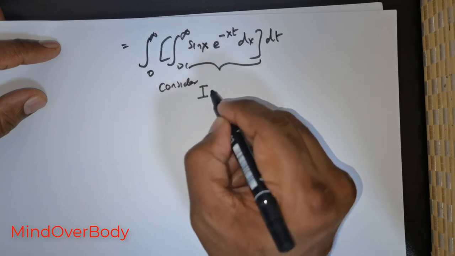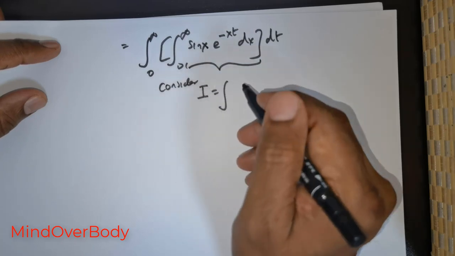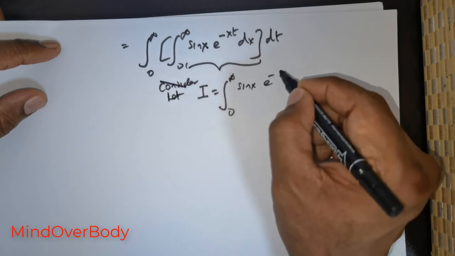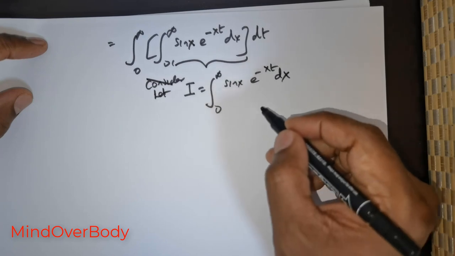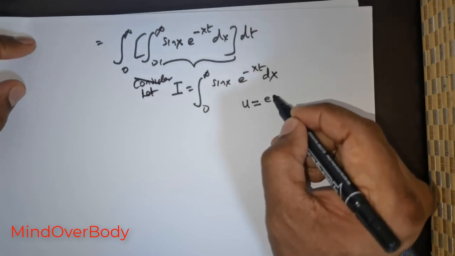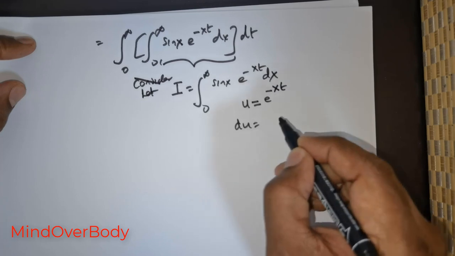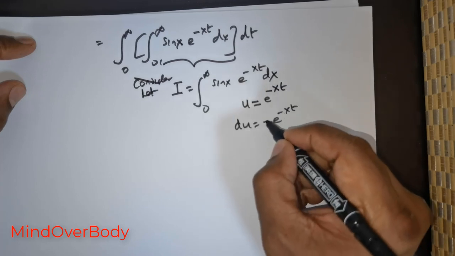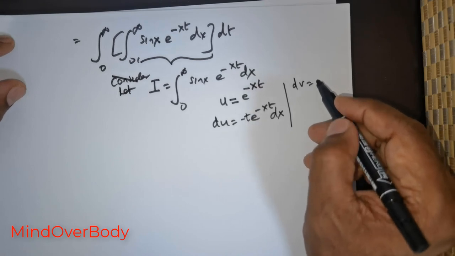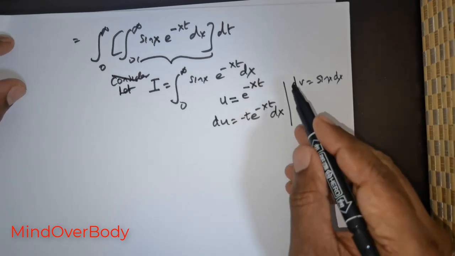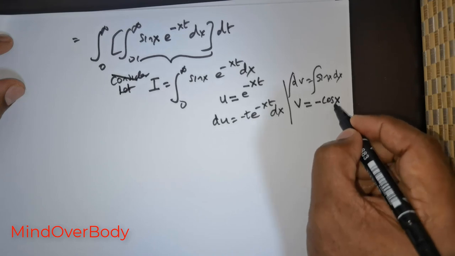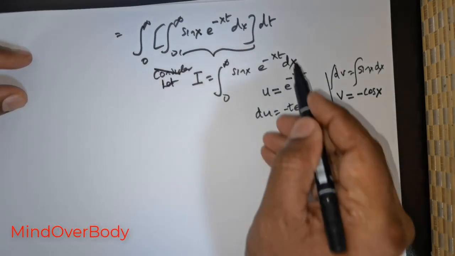So let I be equal to the integral from 0 to infinity of sin x e raised to the power of negative x times t dx. Over here, let me take u to be equal to e raised to the power of negative x times t. I differentiate this and get e raised to the power of negative x times t, the coefficient of x is negative t, and you have to place the differential operator. Fair enough. Now let me take dv to be equal to sin x dx. I integrate both sides. The integral of dv is v. The integral of sin x is negative cos x. So my quantity, what is the quantity?